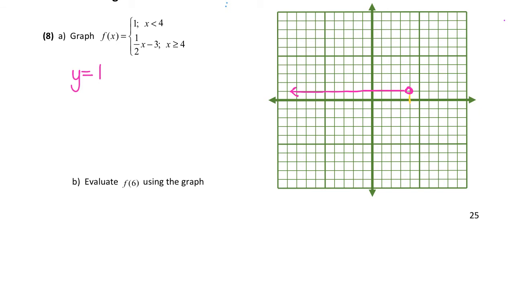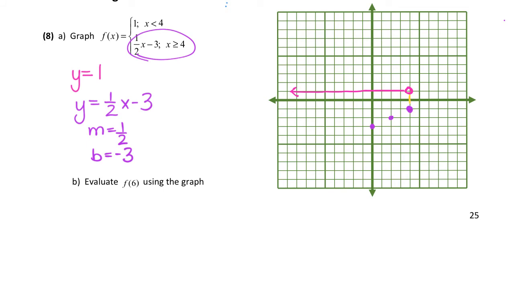When x is greater than or equal to 4, we have the equation f of x is equal to 1/2 x minus 3, which we can also write as y equals 1/2 x minus 3. That means my slope is 1/2 and my y-intercept is negative 3. Now you will notice that negative 3 is outside of the domain of this piece of the function right here. But I'm going to start at negative 3, go up 1 over 2, up 1 over 2. Where I made that mark at 4, this is where we're going to start.